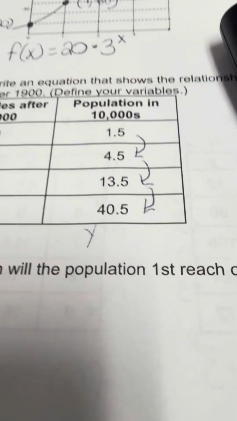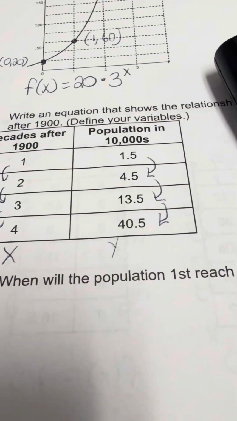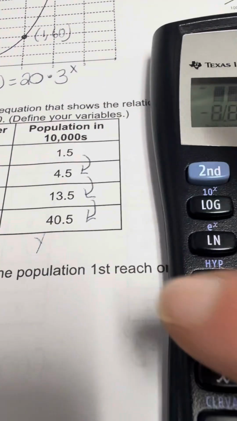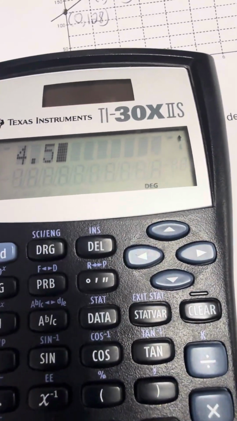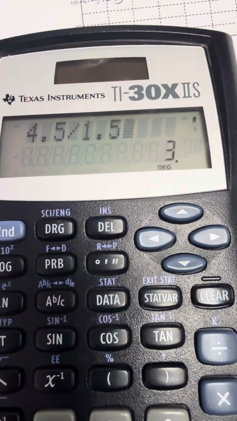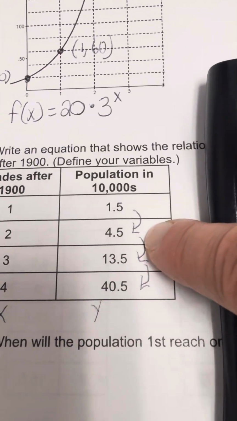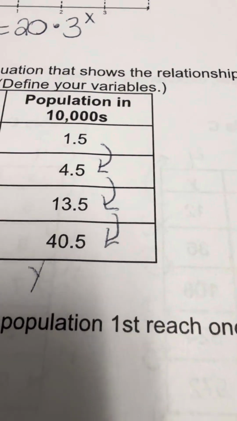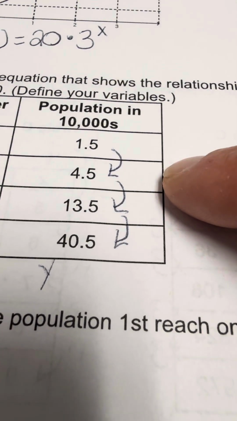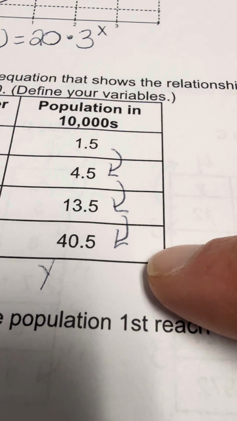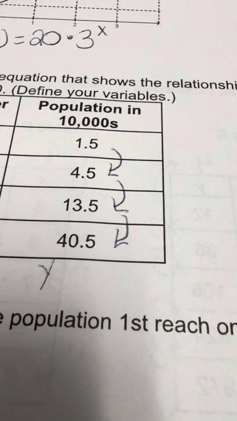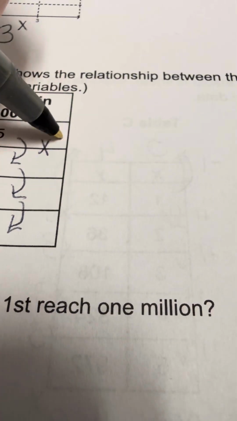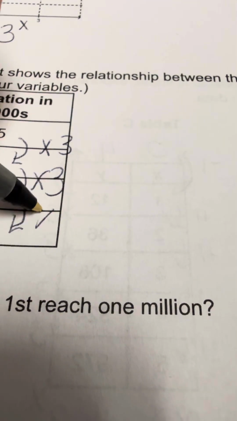What we can do is, since this is consistent, take any of these numbers and then divide by the number previous to it. So I'm just going to start with 4.5, and I'm going to divide it by 1.5, which is the number right before it. So you can see I did this number divided by this number, we get 3. That's going to work with every single one of them. If I do 13.5 divided by 4.5, it'll get 3. And if I do 40.5 divided by 13.5, I'll still get 3. So my growth factor in this case is going to be times 3 on every single one of these.